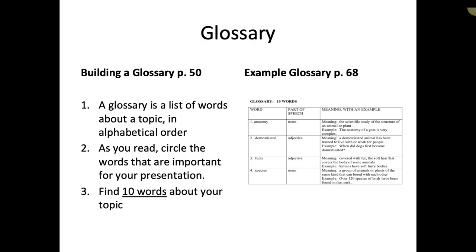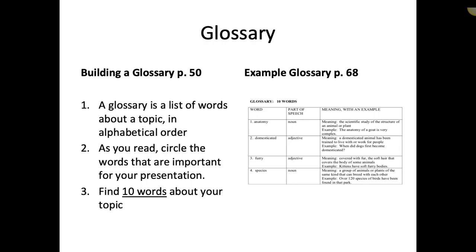Now, let's move on and talk about the glossary. So the glossary is a list of vocabulary. You can follow in your course book on page 50, and you can see an example on page 68. So what is a glossary? It is a list of words about a topic, and the words are put into order. They're put into alphabetical order.